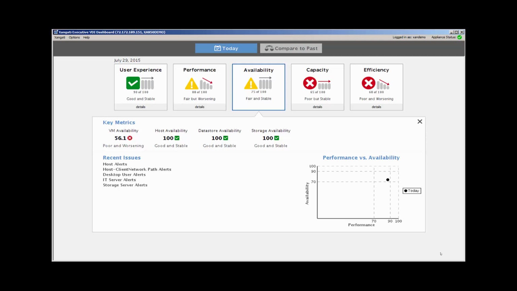Now, VMs, on the other hand, have been going up and down, and the reason for this is because it's a demo environment, and we've been doing a lot of work in it, bringing virtual machines up and down, virtual desktops up and down, and so forth. So that's what's going on there. So that one's fair and stable.